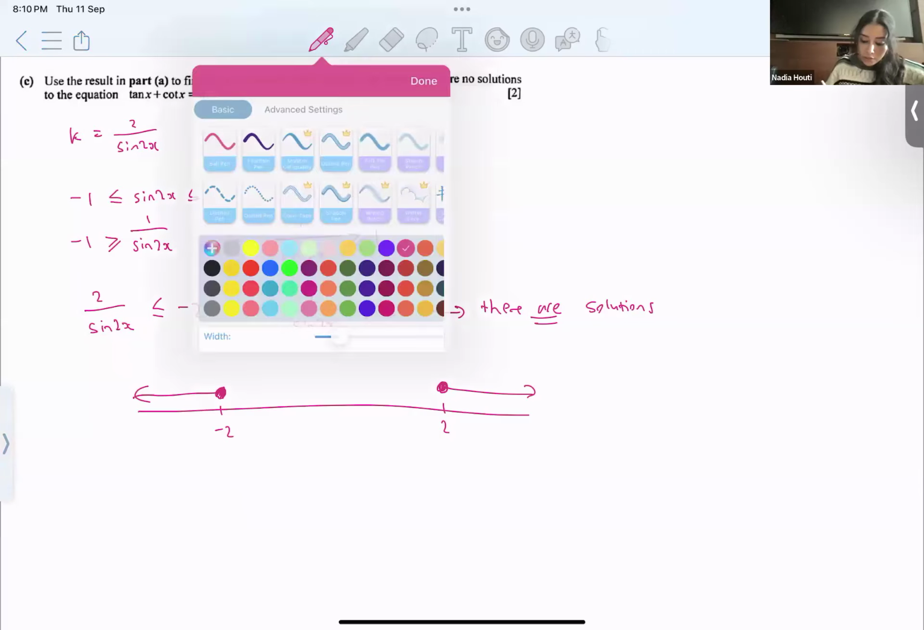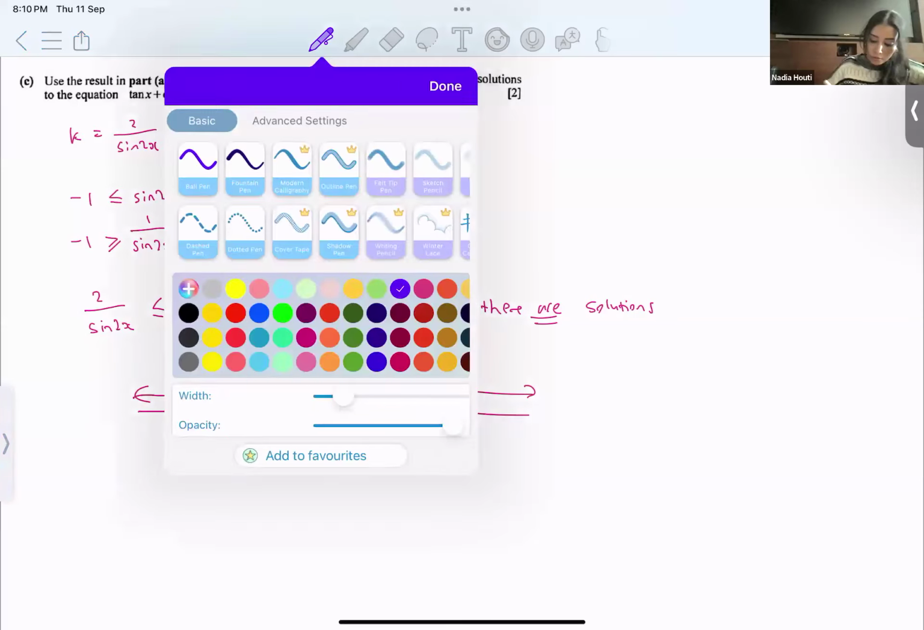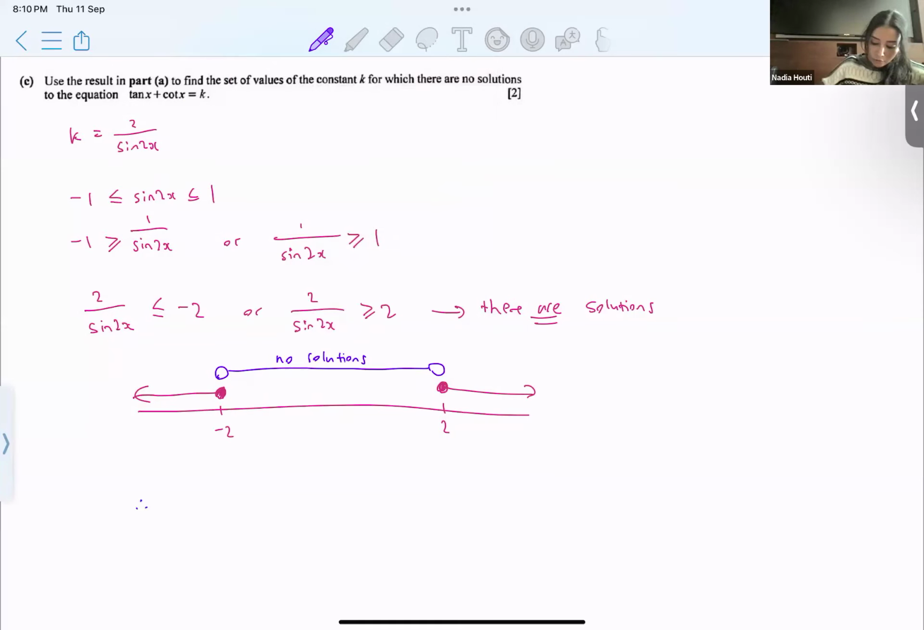But for no solutions, you can see that it's basically everything else. Between this entire connected range, there are no solutions. So we can conclude that for no solutions, k must be bigger than -2 and smaller than 2. So that is your answer for part C.